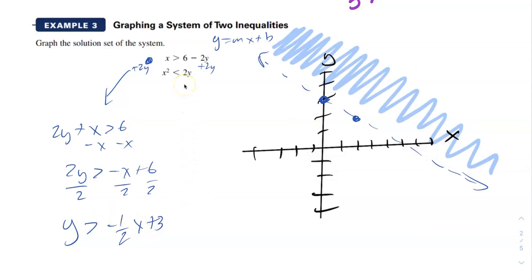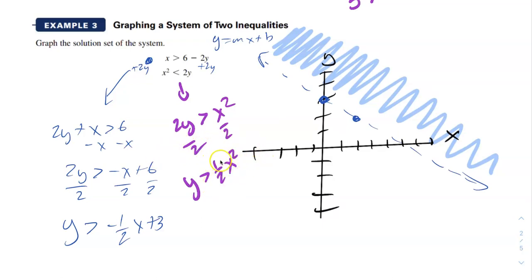Now let's graph the second one. So I'll tell you right now, usually you want the y on the left-hand side. So I'm going to actually flip this around real quick. I'm going to make that 2y is greater than x squared. So I'll make it like that. Then I'm just going to divide by 2. So y is greater than 1/2 x squared.